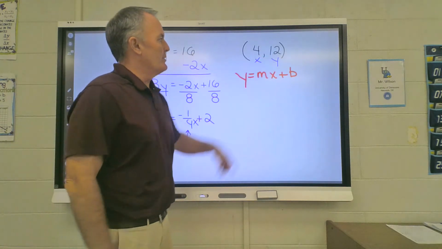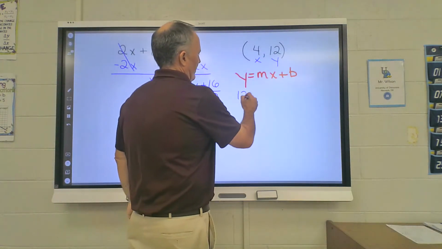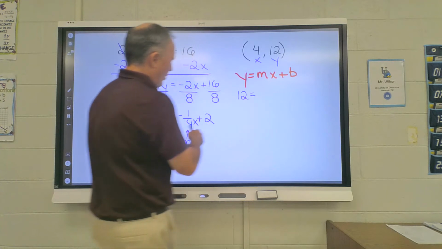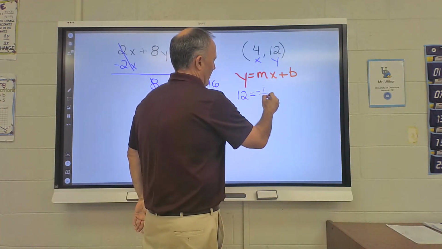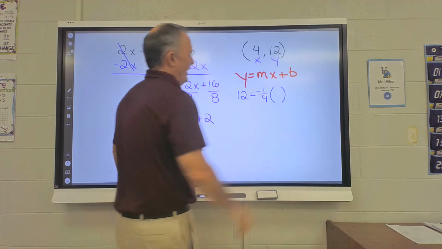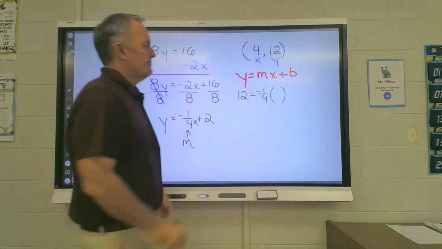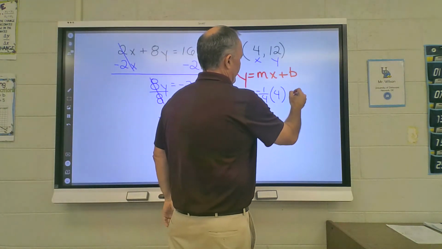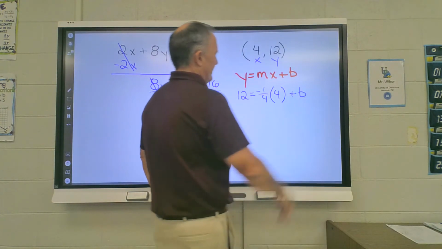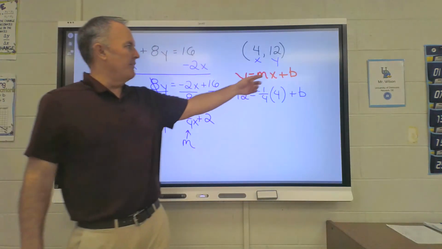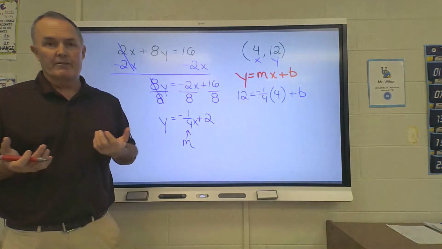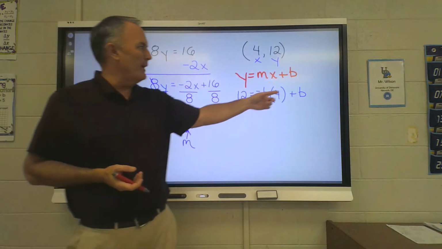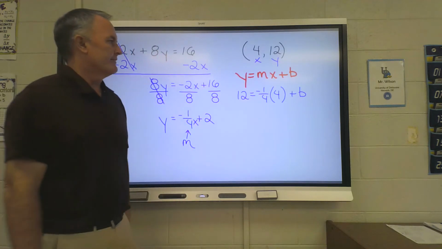Well, my y value is 12. My slope is negative 1 over 4. And my x value is 4 plus b. So all I've done is input information into the slope-intercept form. Now I can solve for b and write my new equation.